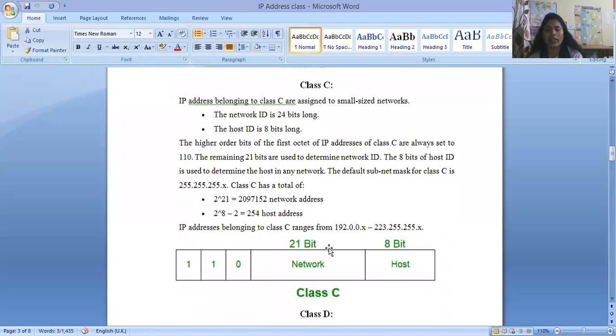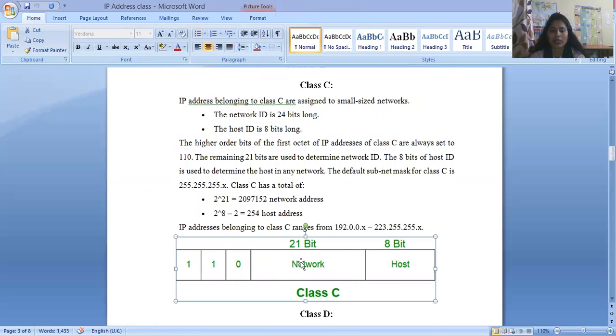Okay, so if we talk about class C, the IP addresses belonging to class C are assigned to small-size networks. The network ID is 24-bit blocks, the host ID is 8-bit blocks. The higher-order bits of the first octet of a class C IP address are always set to 110. So out of the 24 bits, 3 bits are reserved and 21 bits are left as the network ID, and the host ID is 8 bits.